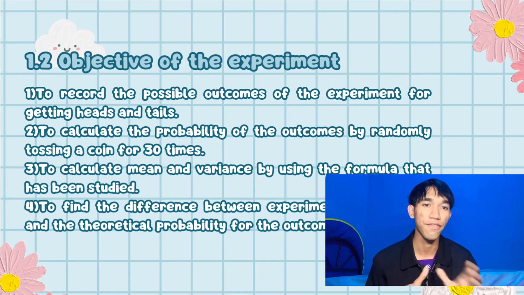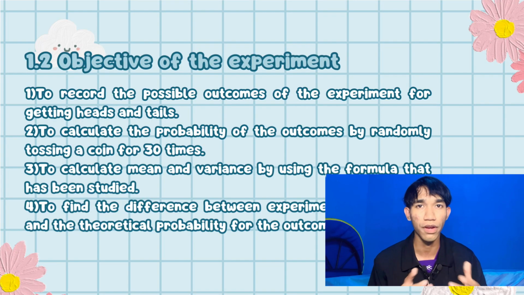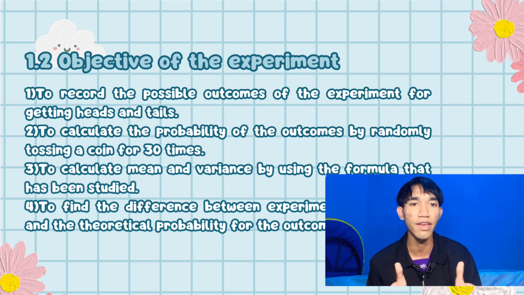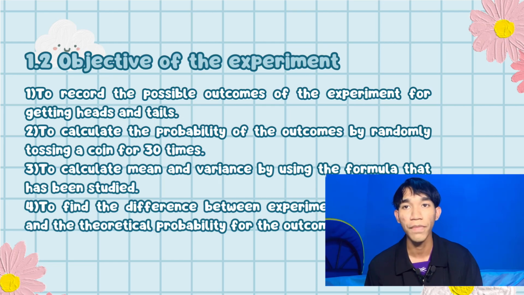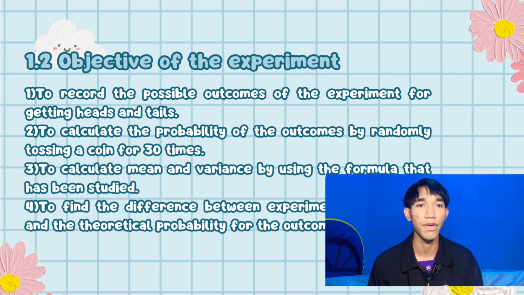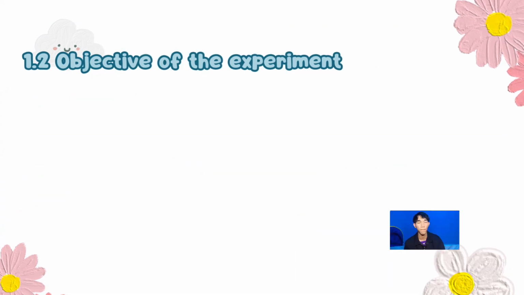Objective of the experiment. One of the objectives is to record the possible outcomes of the experiment for getting a head and a tail. The second one is to calculate the probability of the outcome by randomly tossing a coin 13 times. The third one is to calculate mean and variance by using the formula that we already learned before. The fourth one is to find the difference between the experimental probability and the theoretical probability of the outcome.